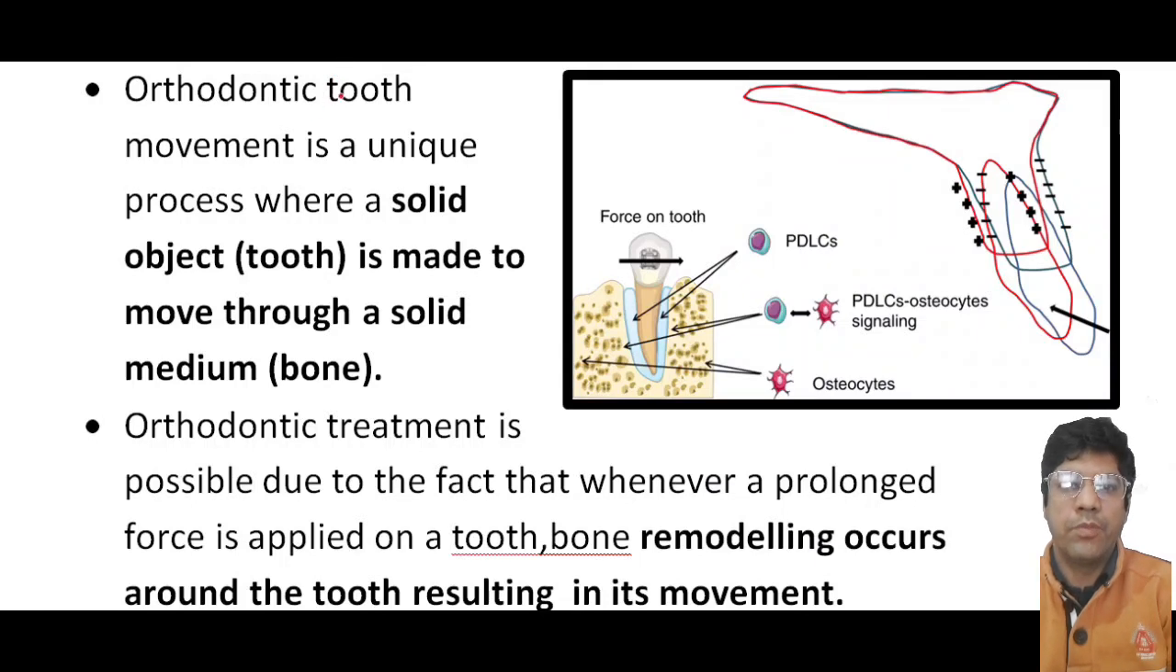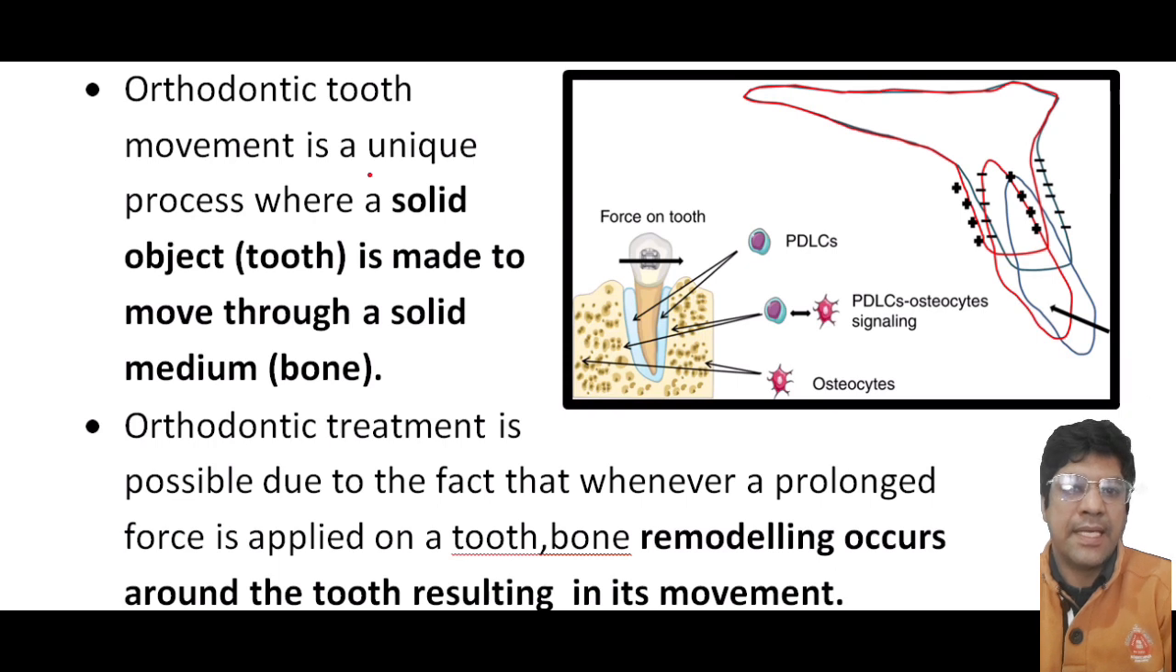So, orthodontic tooth movement refers to the intentional repositioning of the tooth using orthodontic appliances like braces or aligners. It is a process which involves exerting controlled forces on teeth to change their position within the jaw. So the tooth is a solid object moving through a solid medium, that is bone.